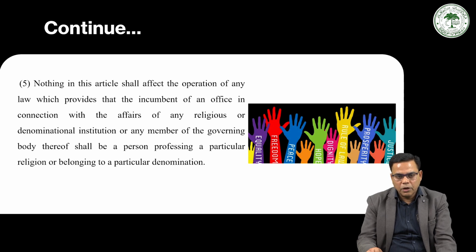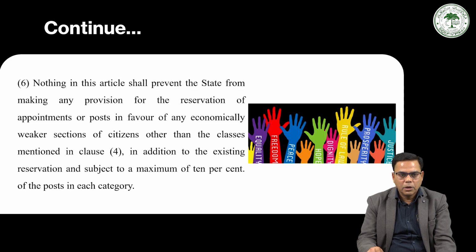Nothing in this article shall affect the operation of any law which provides that the incumbent of an office in connection with the affairs of any religious or denominational institution, or any member of the governing body thereof, shall be a person professing a particular religion or belonging to a particular denomination. Of course, the exceptions are there, and that is needed.